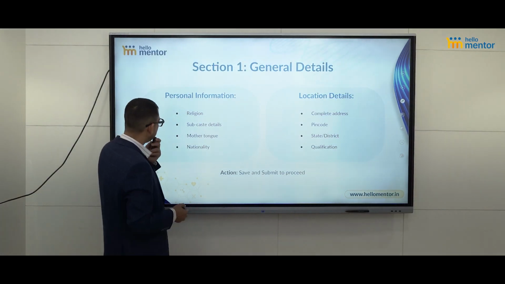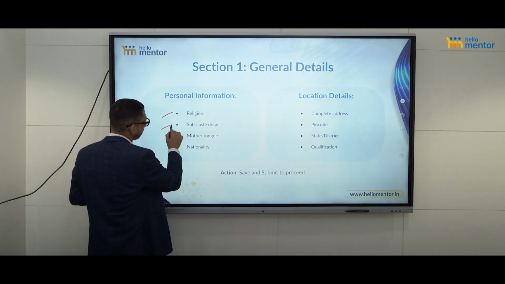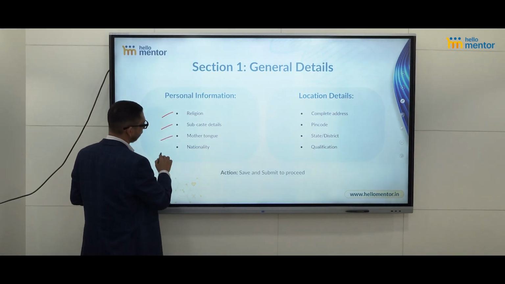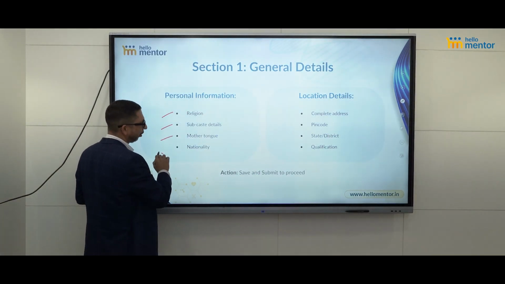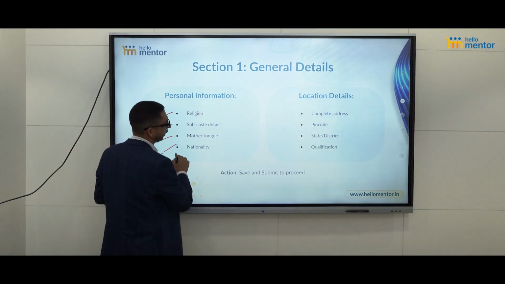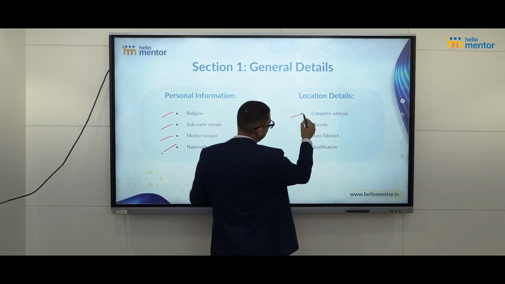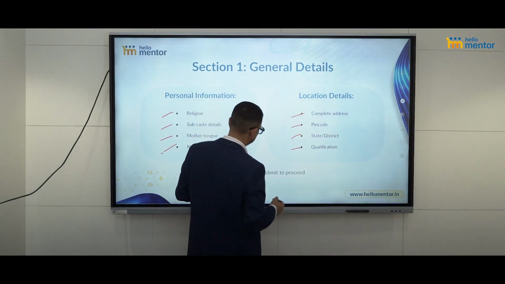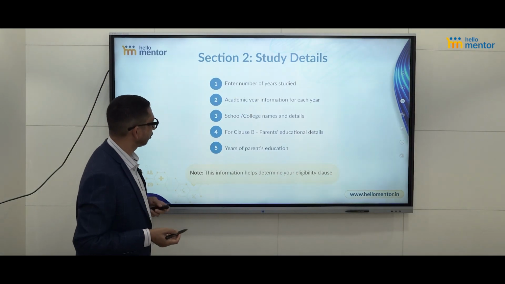Now in section 1, general details, you have to give your religion, subcaste details, mother tongue. What is the mother tongue that you have? Because all this is helpful for you later on when you are claiming some special reservation. Nationality, location details, complete address, pin code, state, district, qualification. I think it's all. Save and submit to proceed.